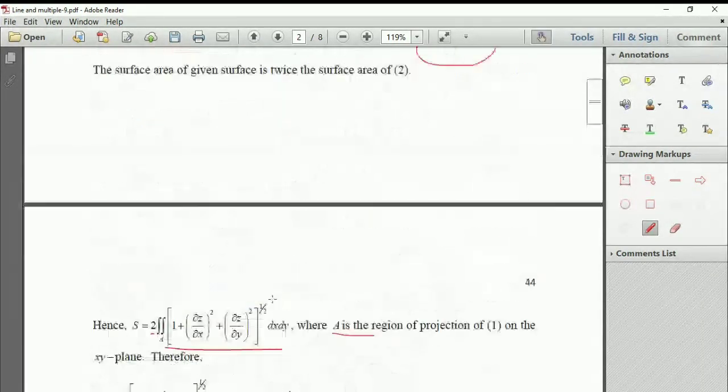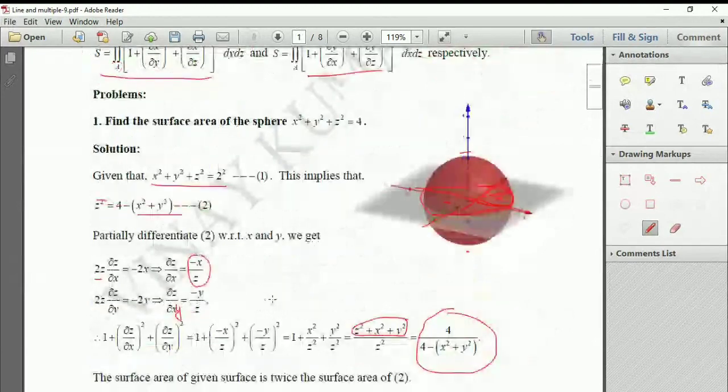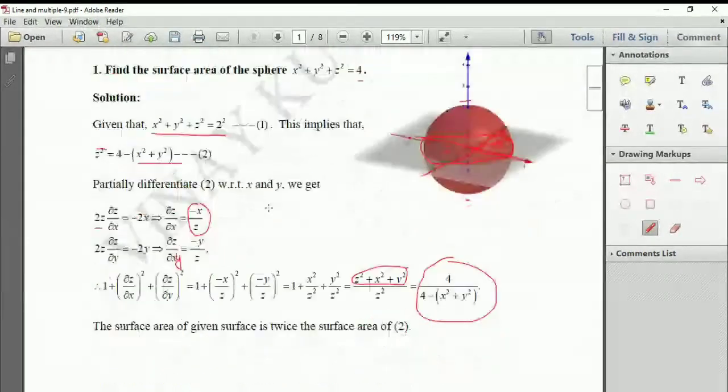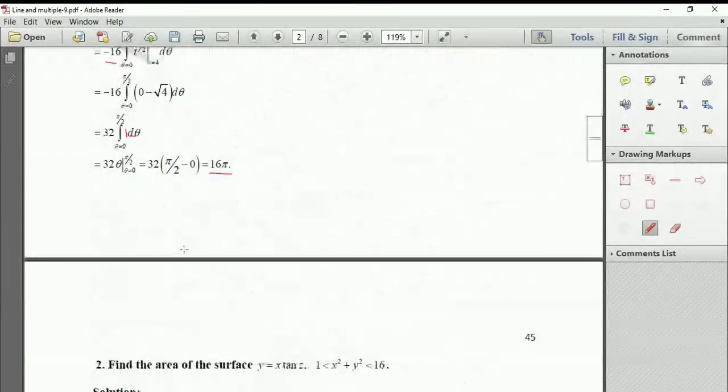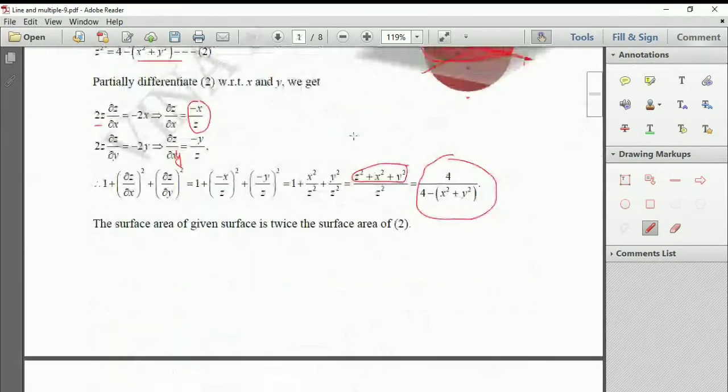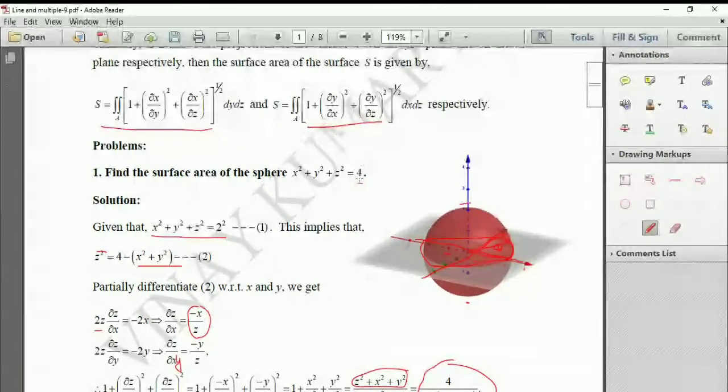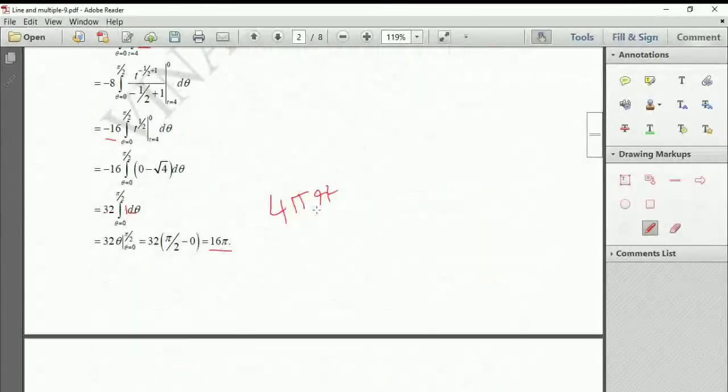So what is the radius here? 2 square, isn't it? Yeah, you need to remember that. Now you have a formula. What is the surface area of a sphere with radius r and center at origin? It is given by 4 pi r square generally, isn't it? Now here radius is what? Radius is 2, isn't it? 2 square, radius is 2. So 2 square means 4. 4 into 4, 16. 16 pi. That is the surface area.